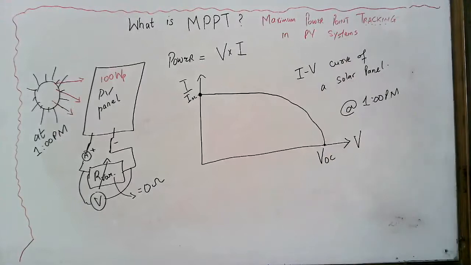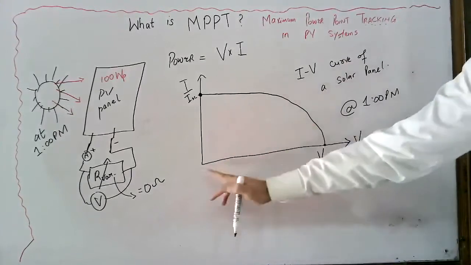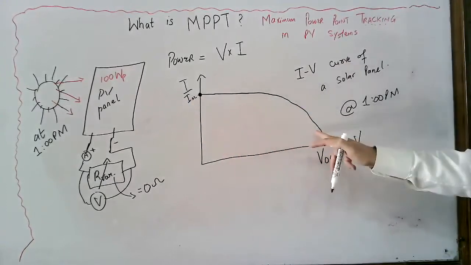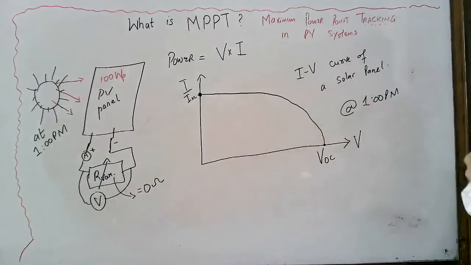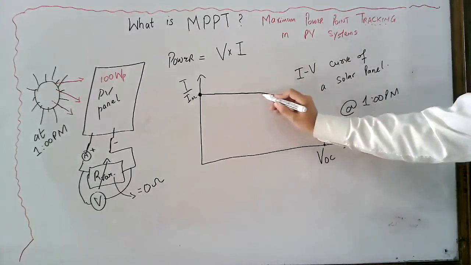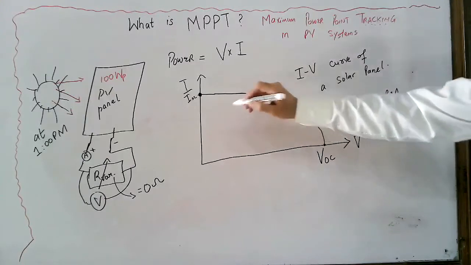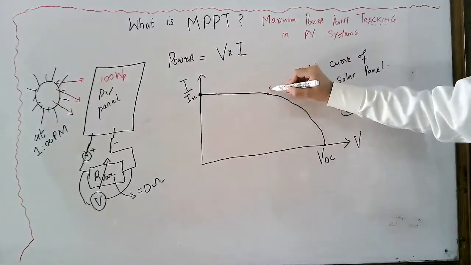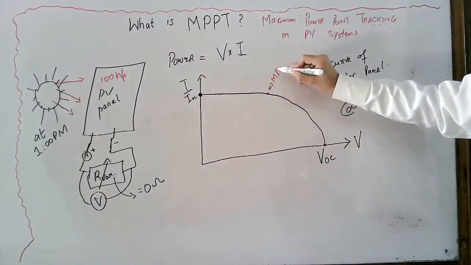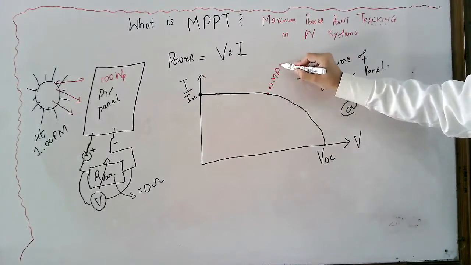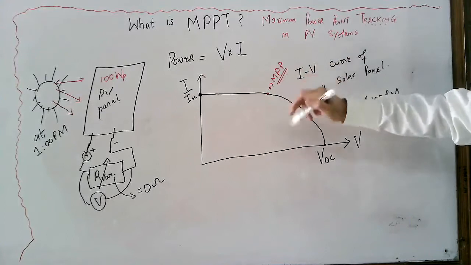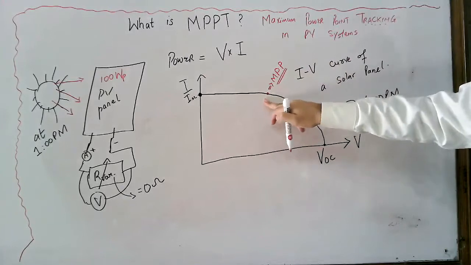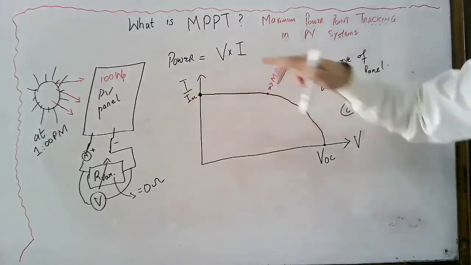Now what is power here? You can see that here the voltage is 0 and the current is maximum. Here the voltage is maximum but the current is less. But there is a point at which the product IV is of the maximum value. That point is known as the maximum power point. This is the MPP. At that instant, the product V and I is maximum.